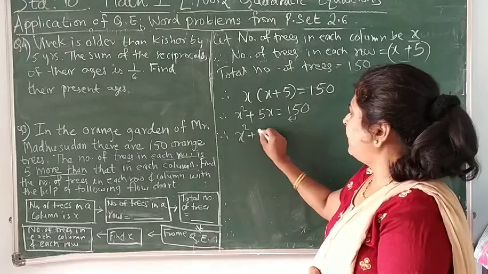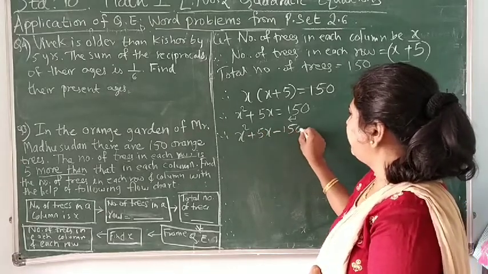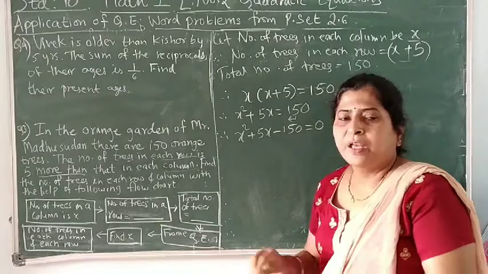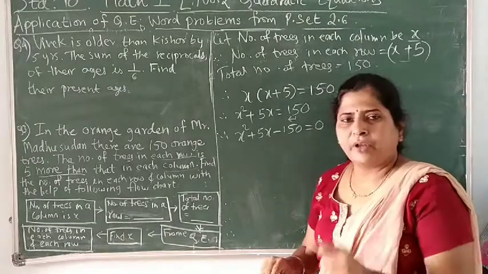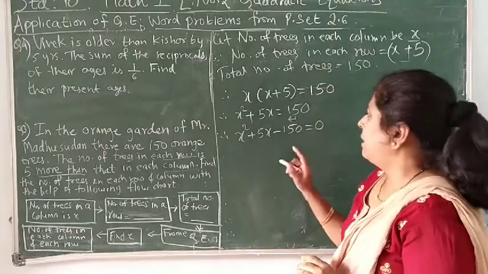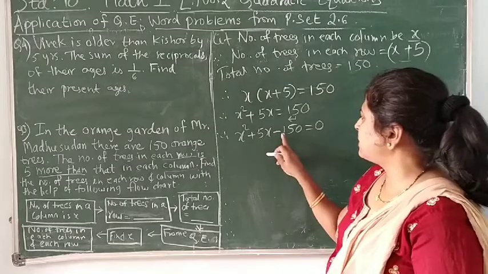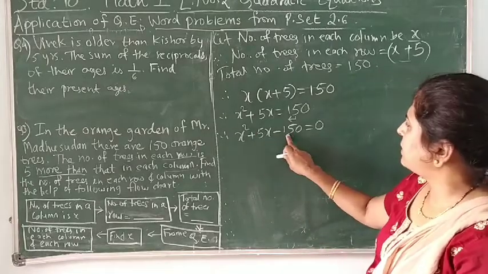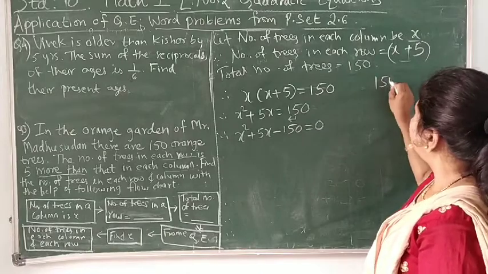So x square plus 5x minus 150 is equal to 0. Now we have got our quadratic equation into standard form. Okay, now let's factorize this. As the coefficient of x square is 1, we have to factorize this 150. So what are the factors of 150?